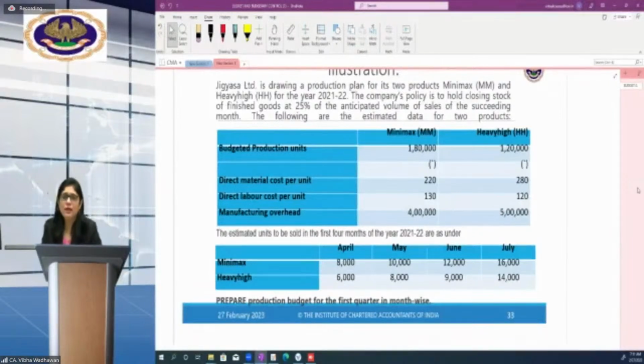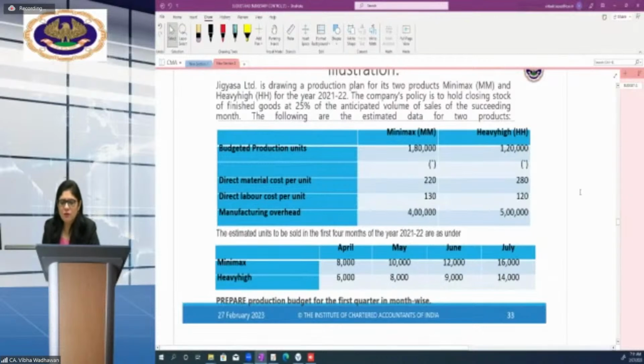See, you have to understand the question every time, in every session. Wherever I come, I always say you have to understand the question and how to approach it. Half of the work is done if you actually understand what is supposed to be done. So we have to hold the closing stock of finished goods at 25% of the anticipated volume of sales of the succeeding month. So 25% of the sales of May will be the closing stock for April, because all the figures are anticipated, right?